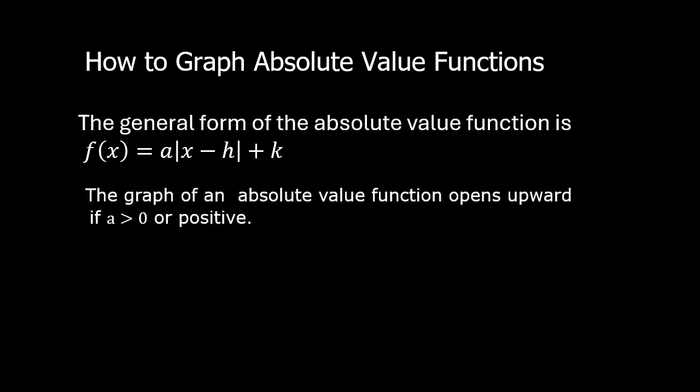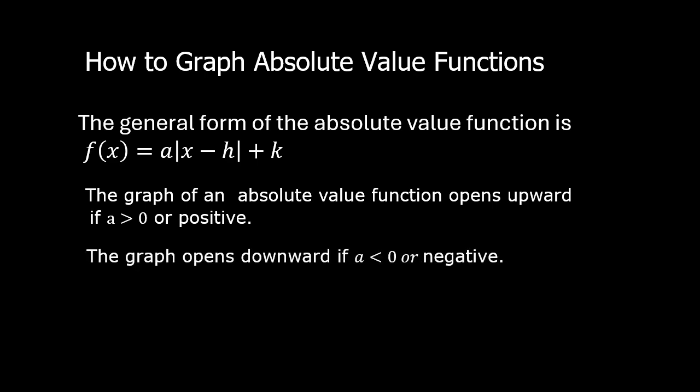The graph of an absolute value function opens upward if a is greater than 0 or positive. The graph opens downward if a is less than 0 or negative. The graph of an absolute value function, as you will see later, consists of two rays that meet at a point called vertex.